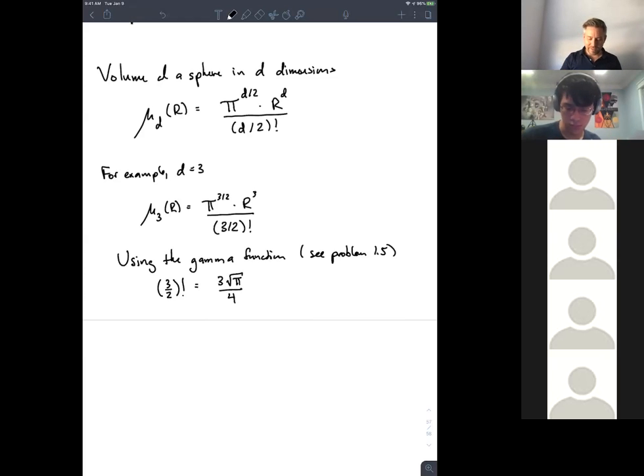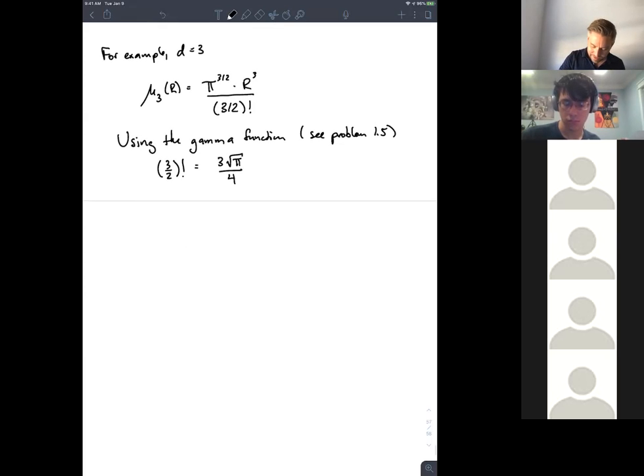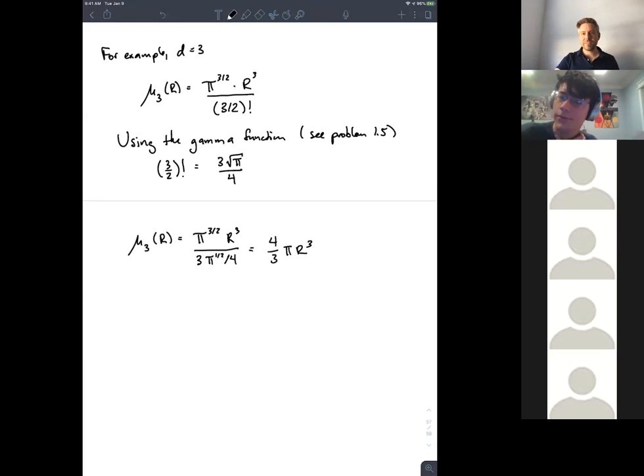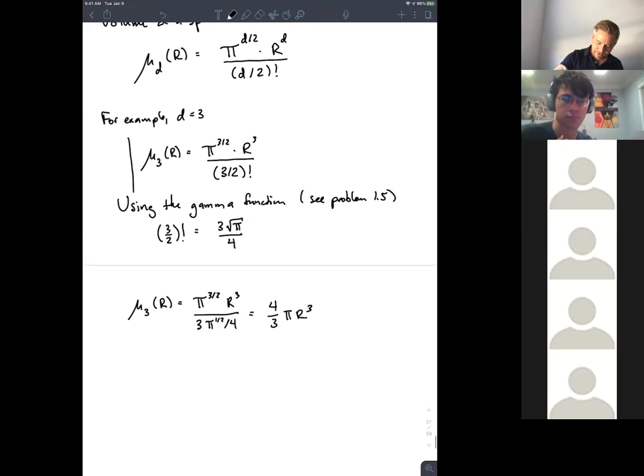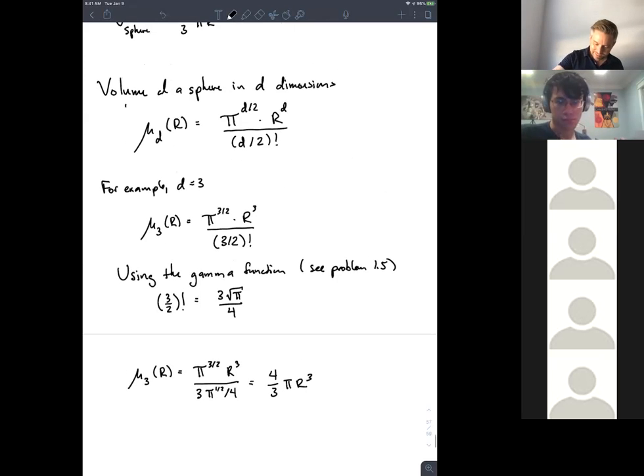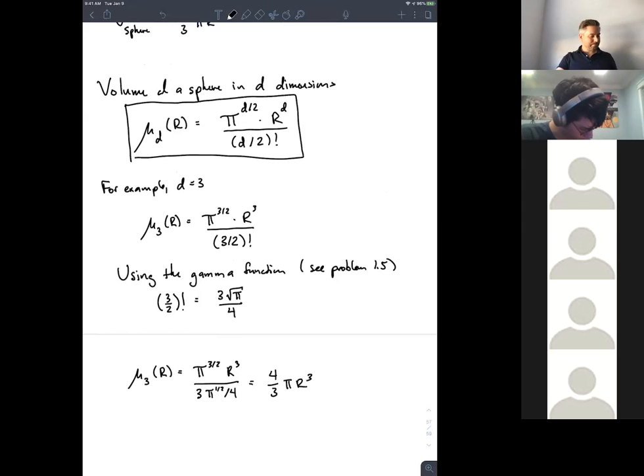Okay, and so now when you take this and you plug it back into this formula, what you get is that the volume of a three-dimensional sphere of radius r is equal to pi to the 3/2 r cubed divided by 3 pi to the 1/2 divided by 4. Look at that, 4/3 pi r cubed, just like it should be. All right, so this is the thing that we need to know. Well, not that, forgive me. This is the thing that we need to remember.